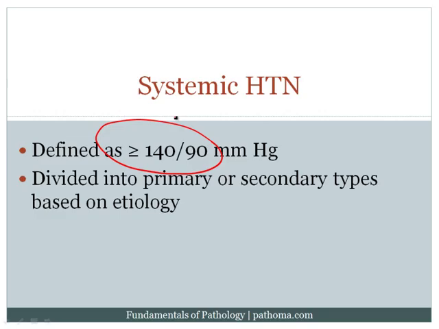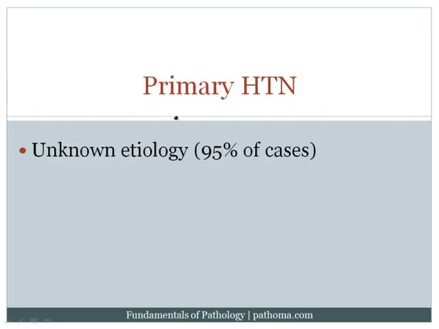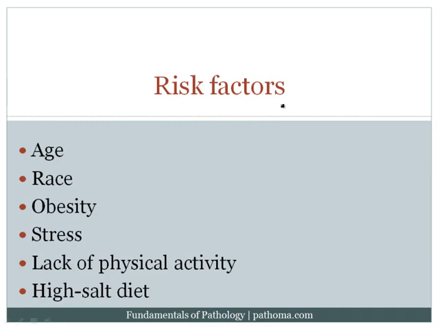Usually when patients have hypertension, both the systolic and the diastolic pressures are increased. You can have isolated increases in systolic or diastolic pressure, and that would also qualify as hypertension. Remember that when we have systemic hypertension, we can divide it based on the etiology into primary and secondary hypertension. In primary hypertension, we don't know the etiology. It represents about 95% of cases. Because we don't understand the etiology, the only thing we can really talk about are the risk factors, and there are some specific risk factors related to primary hypertension.